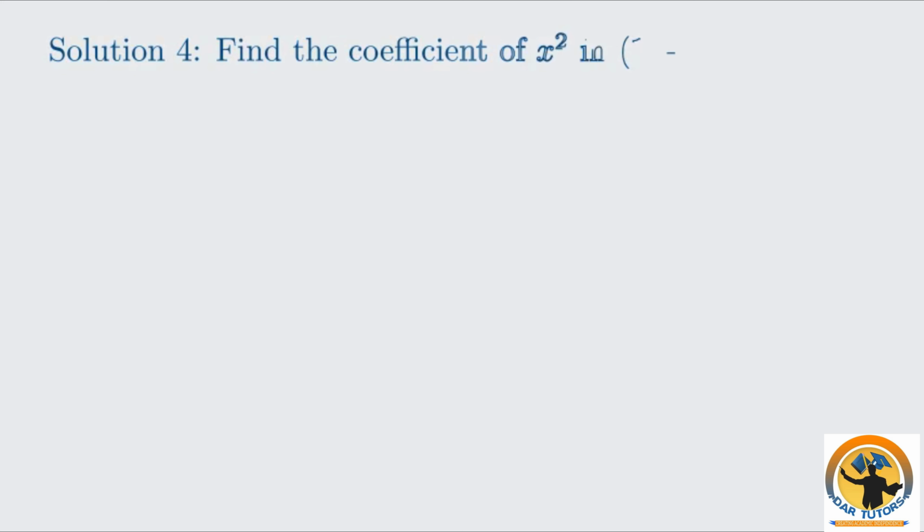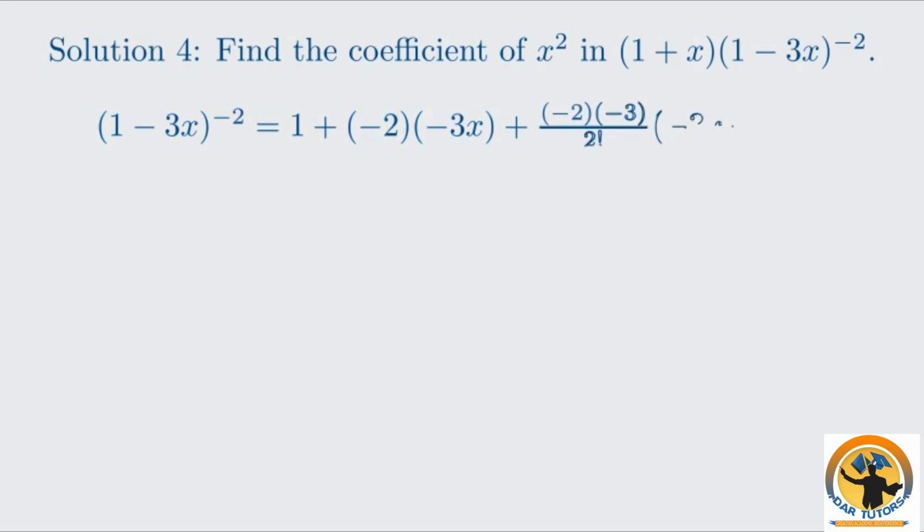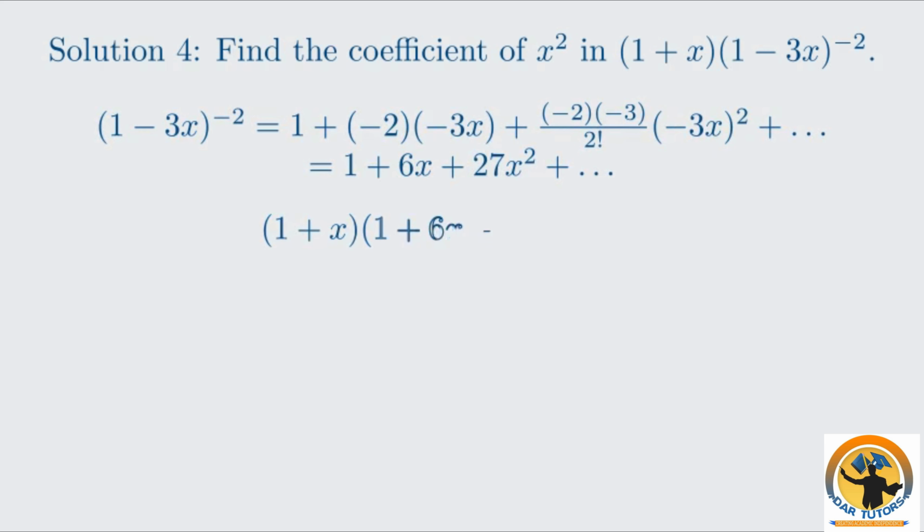Here is the solution to the fourth question. Question 4 asks for the coefficient of x squared in the expansion of (1 plus x) times (1 minus 3x) to the power of negative 2. We expand the second part, (1 minus 3x) to the power of negative 2, up to the x squared term. The expansion is 1 plus n times x plus n(n minus 1) over 2 factorial times x squared. Now we multiply this by 1 plus x. We are multiplying 1 plus x by 1 plus 6x plus 27x squared.